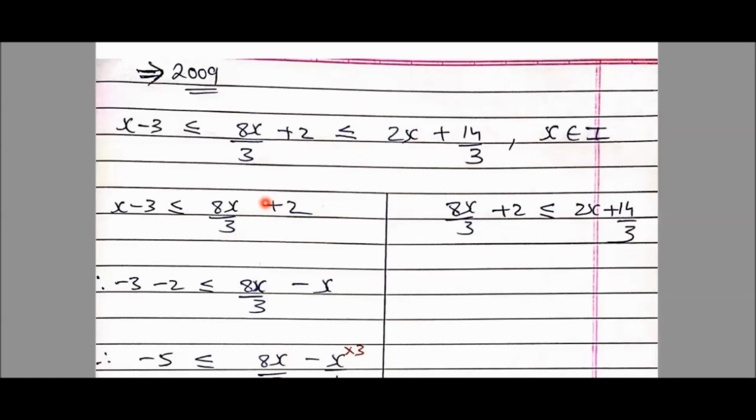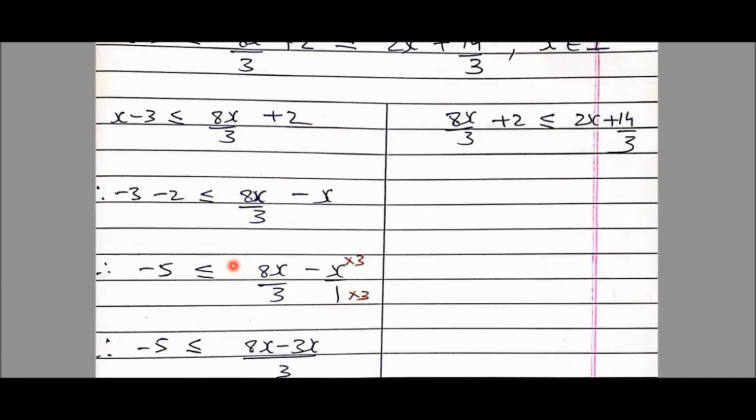As in the previous sum, I'll take the first expression here and the second expression. I'll draw a line, and then the second expression 8x upon 3 plus 2 is less than or equal to 2x plus 14 upon 3. So first and second here, and second and third here. First I'll solve this one, then you can pause the video and start.